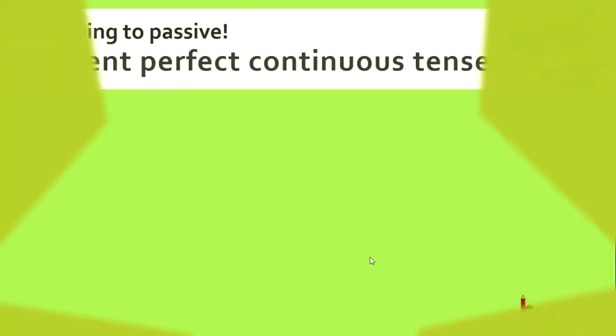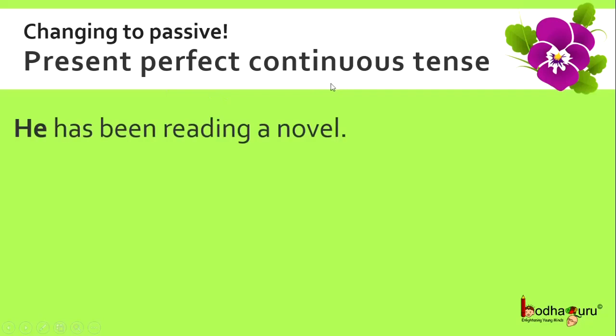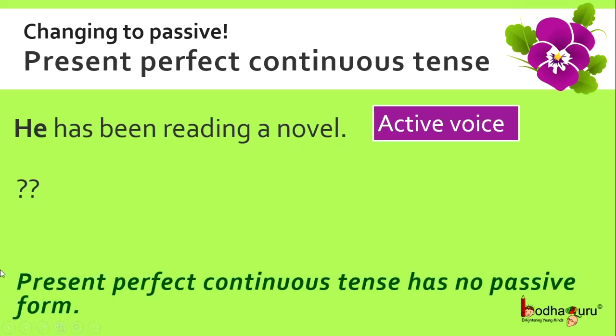Now coming to the last form of present tense, which is present perfect continuous tense. He has been reading a book. This is an active voice. Can we change it to passive? Is it possible? No. Remember, present perfect continuous tense has no passive form.